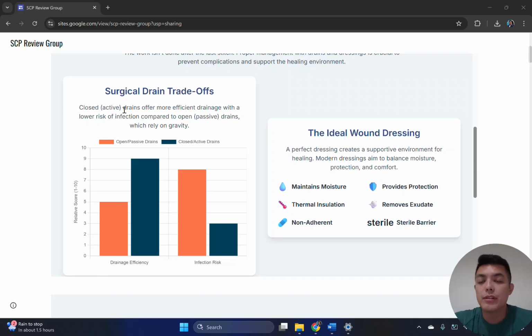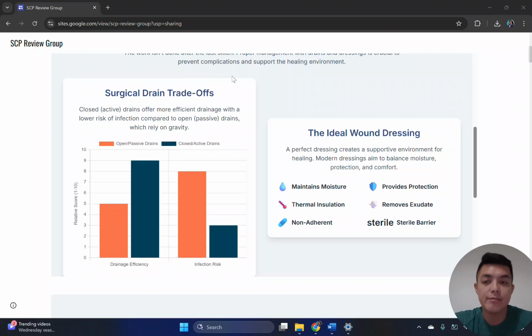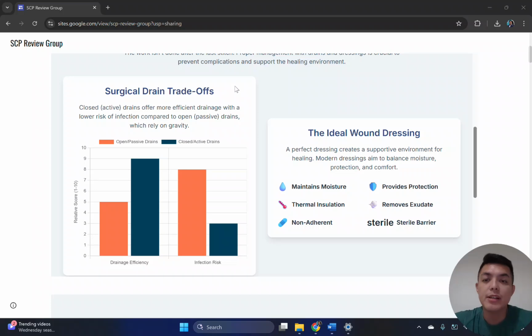First is closed, or the active one. Closed drains offer more efficient drainage with a lower risk of infection compared to open or passive drains, which rely on gravity. The closed or active drains typically have negative pressure draining whatever they can drain. The passive drains are more susceptible to ascending infection. So efficiency, open or passive drains 5 versus 9. Infection risk, 8 versus 3.